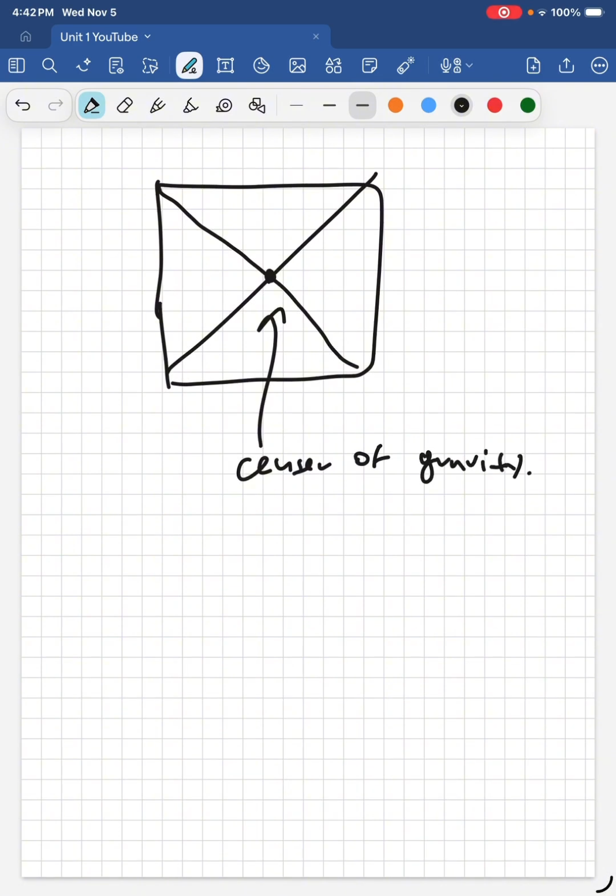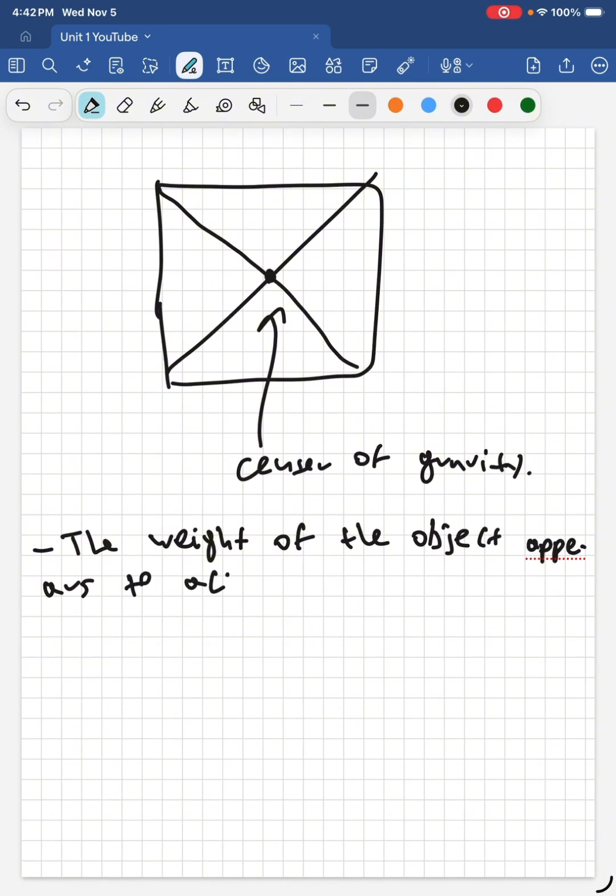Okay. What's so important about the center of gravity? The weight of the object, okay, appears to act from the center of gravity.